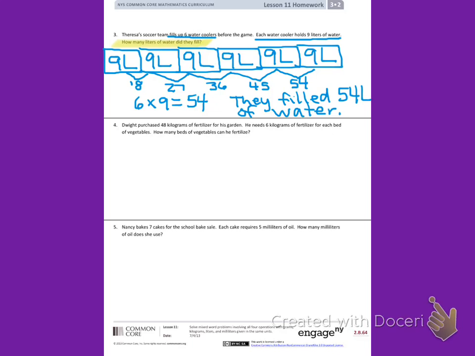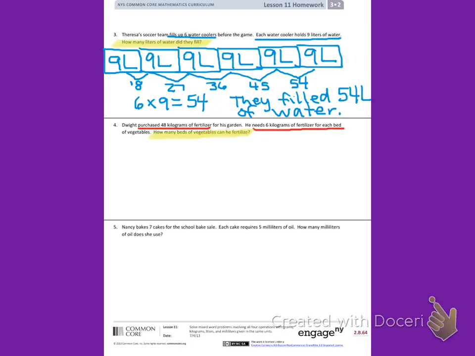Question 4 says, Dwight purchased 48 kilograms of fertilizer for his garden. He needs 6 kilograms of fertilizer for each bed of vegetables. How many beds of vegetables can he fertilize? First, I will underline the important details. He purchased 48 kilograms of fertilizer, and he needs 6 kilograms of fertilizer for each bed. Now I'll highlight the question. How many beds of vegetables can he fertilize? This way I won't forget to answer the question.